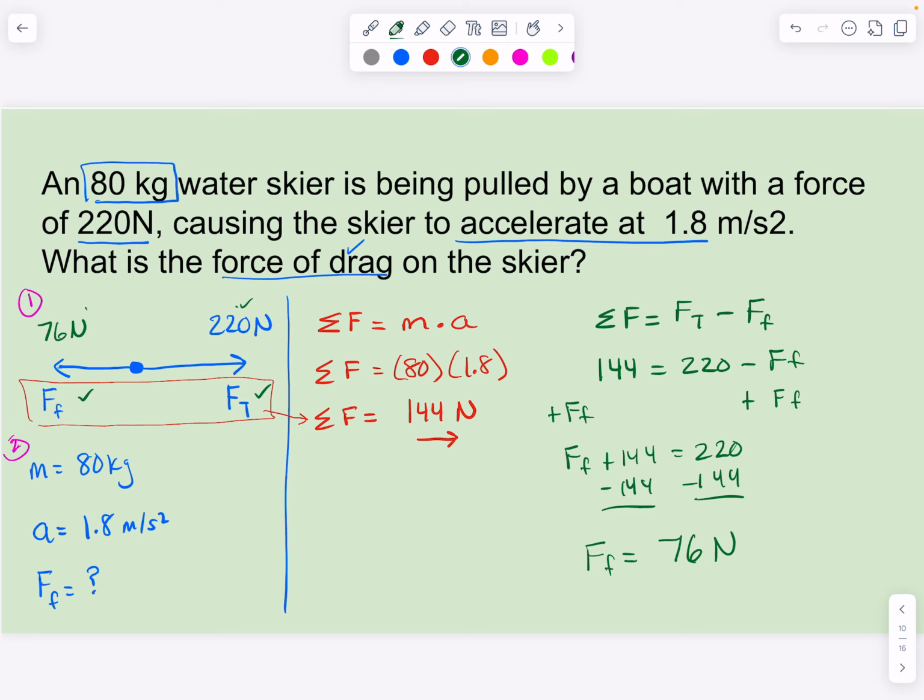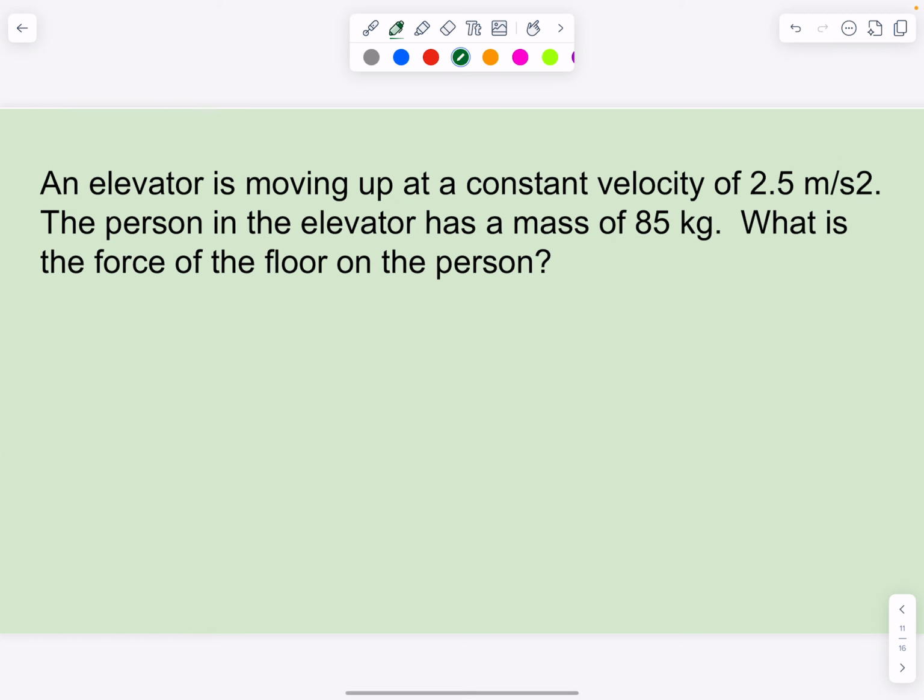So the force of 220 newtons, on a skier who weighs 80 kilograms, accelerating at 1.8 meters per second squared. So that's horizontal directions. Let's take a look at a vertical example.